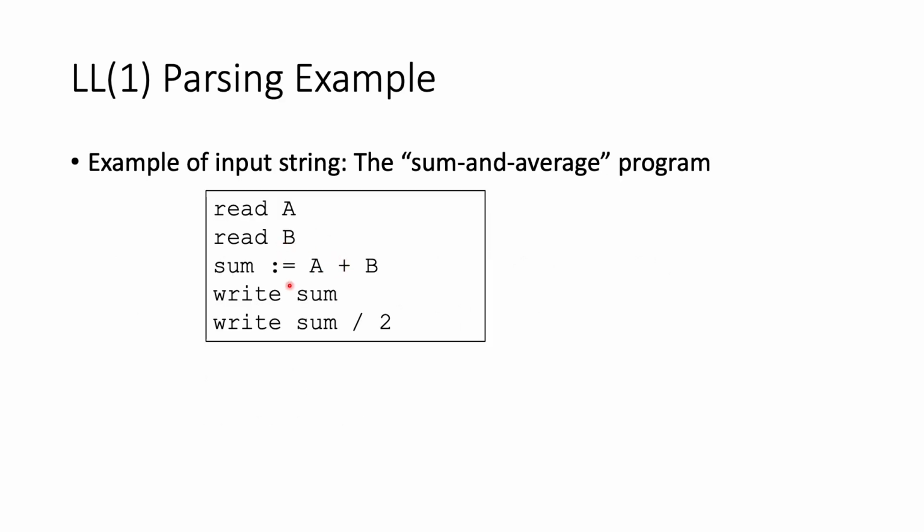An example of a program generated by our calculator grammar is this program, which we call the sum and average program. This program reads in values into variable A and then variable B, then assigns the value of A plus B to the variable sum. Then it writes both the value of sum and the value of sum divided by 2 to the output.